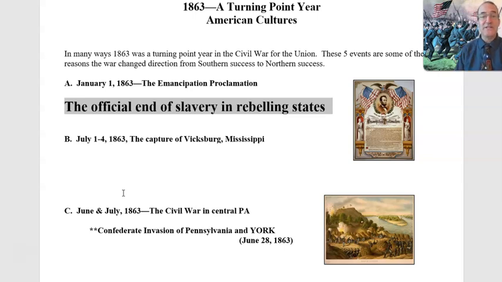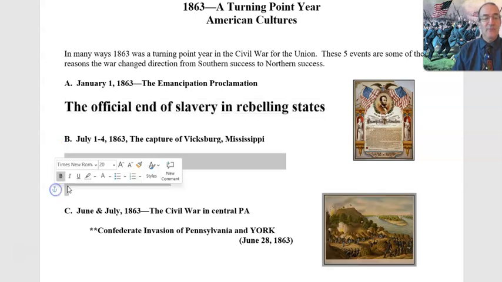That's a big word, but emancipation means freedom. You're freeing the slaves in the states that are in rebellion against the United States government. That's a big turning point in turning the war to be officially about the end of slavery.